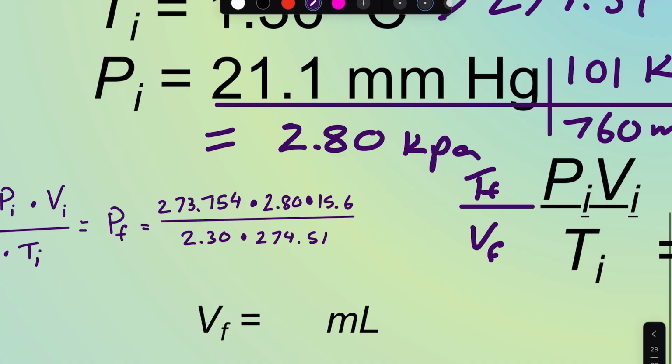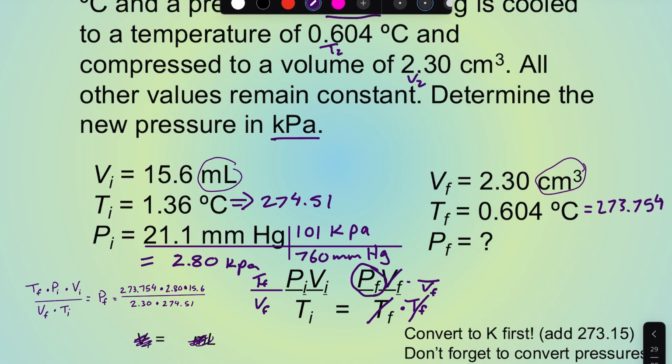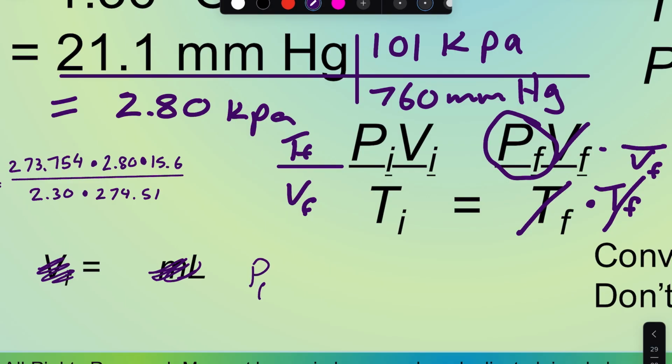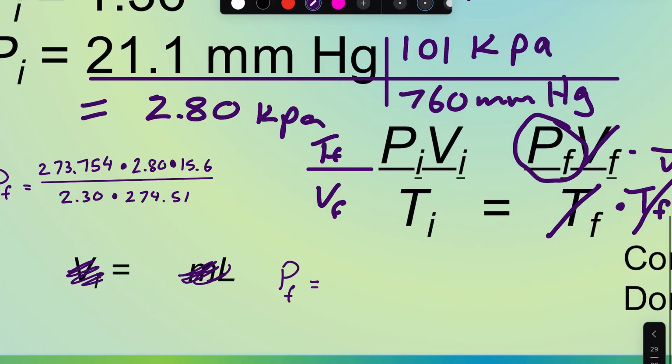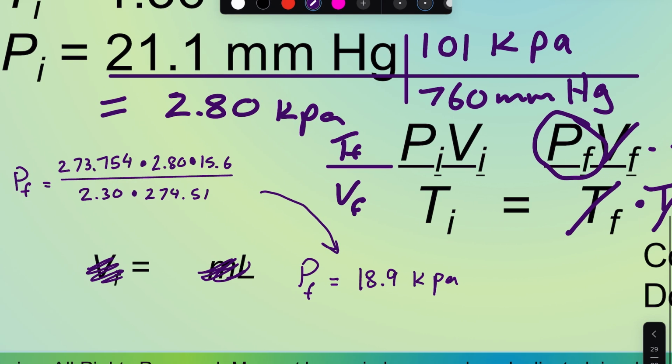So once we do all this math, we're going to end up, this is incorrect because we were looking for the final pressure, I believe, correct? Determine the new pressure. So our PF is going to be equal to all of this math, which will give us 18.9 kilopascals. And so our new pressure is going to be 18.9 kilopascals.